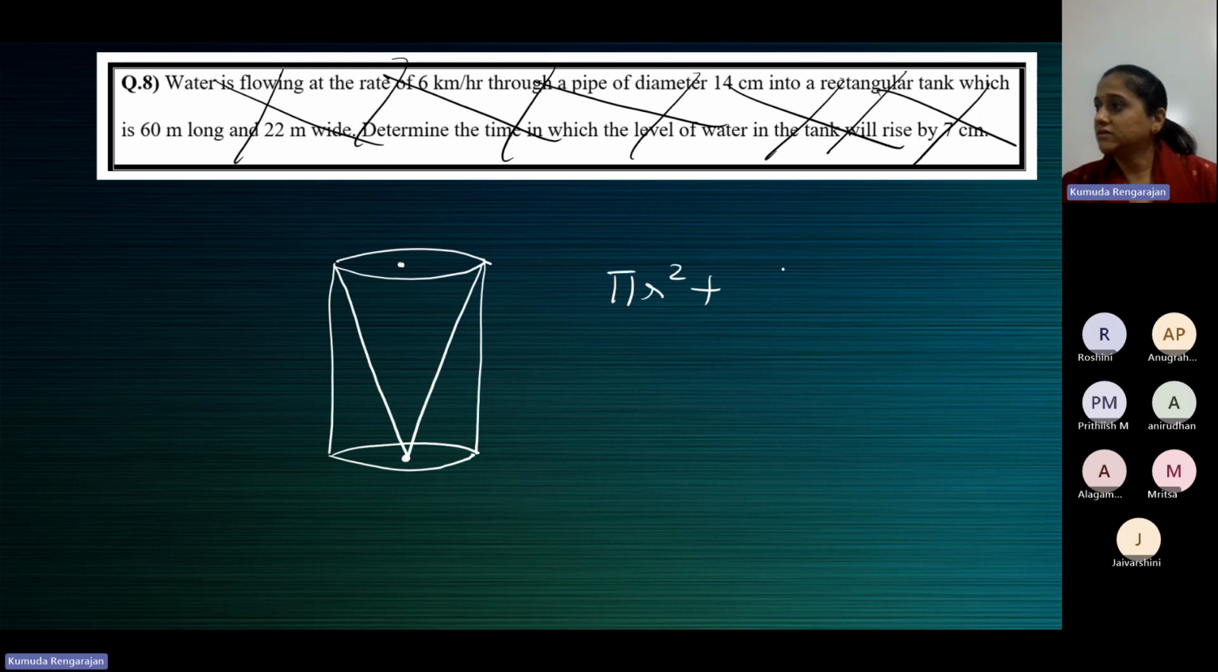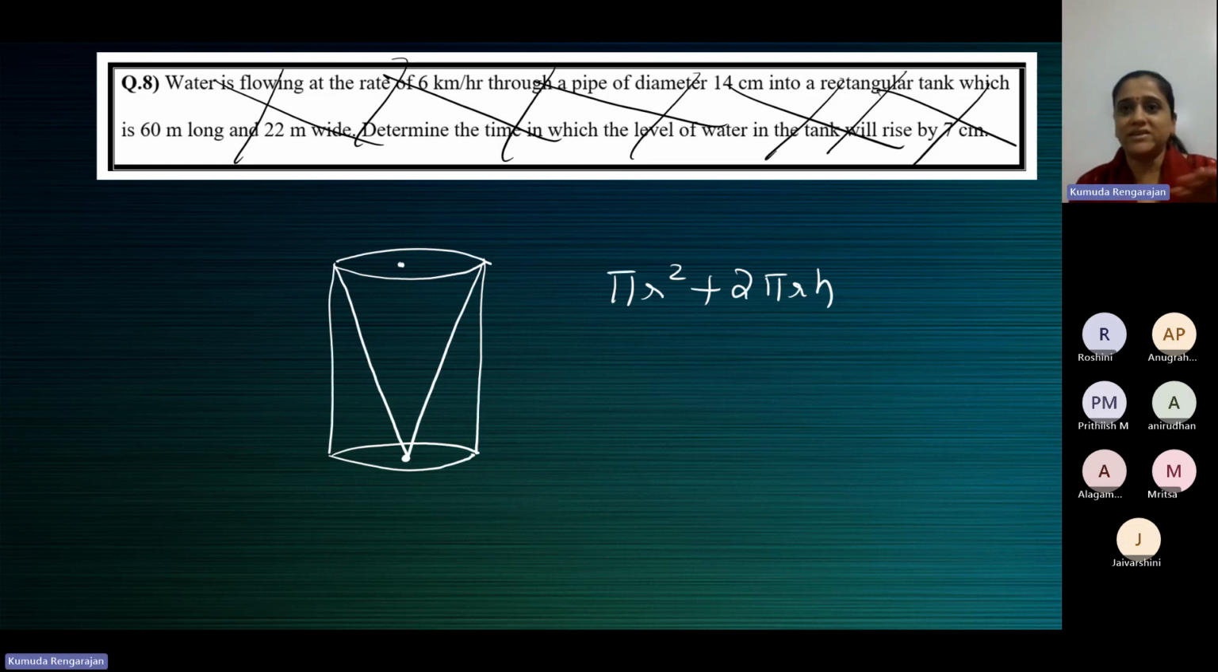CSA area, 2 pi RH. Then you will see the top. When you see the top, oh, there is no circle on the top, because conical cavity means you've removed the cone, right? Conical cavity is made. Cavity means now you have removed the cone. So when you remove the cone, what happens? The top circle of the cylinder goes away with the cone.